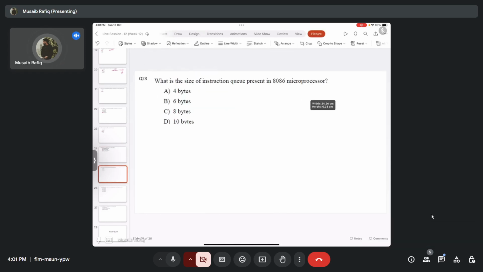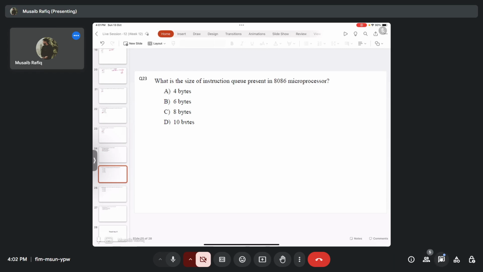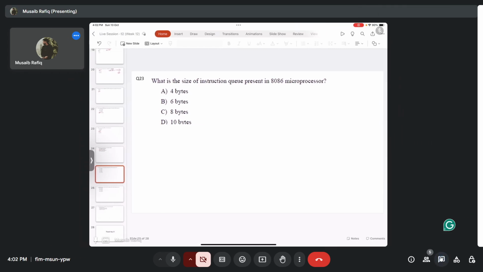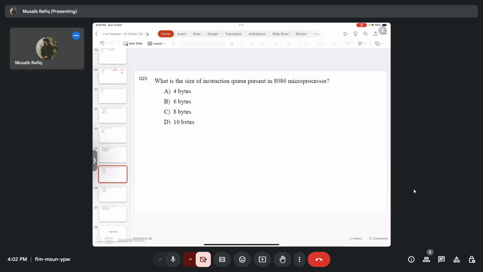Okay. What is the size of the instruction queue present in the 8086 microprocessor? So the correct answer is option B, 6 bytes. It is a first in first out group in which up to 6 bytes of instruction code are prefetched from the memory ahead of time.